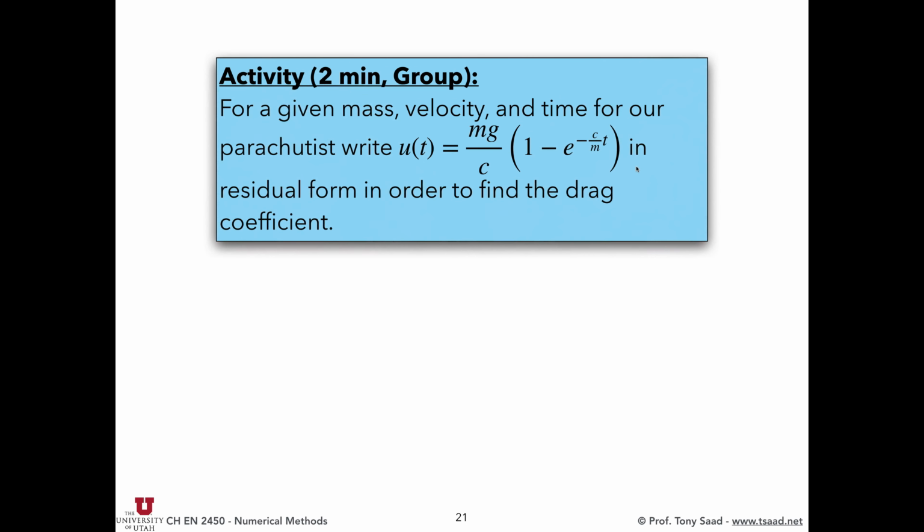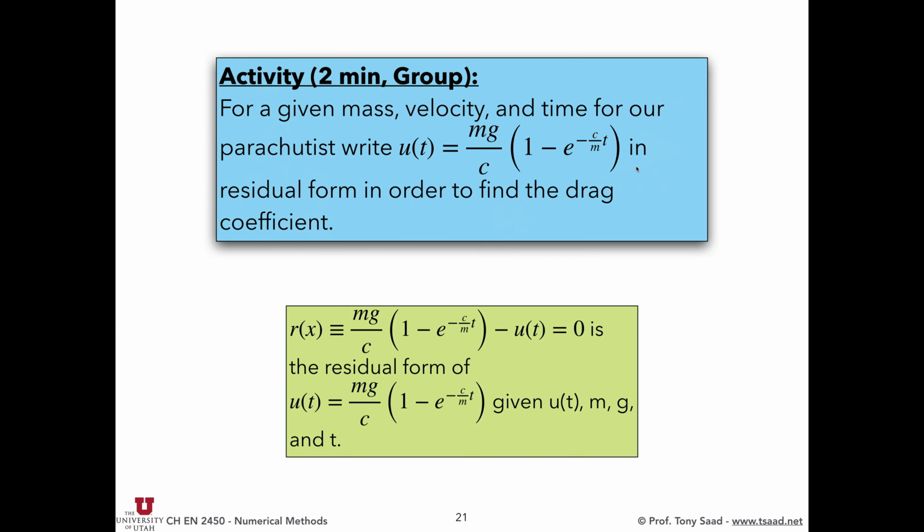So now let's go back to our parachutist example. For a specified mass, m is given, a specified velocity, u is given, and specified time, t is given for our parachutist. Write this equation in residual form. Remember, our goal is to find c, which is the root of this equation. But now we have this u of t, which is non-zero, so we want to rearrange this equation in residual form. Take a couple of minutes to do it.